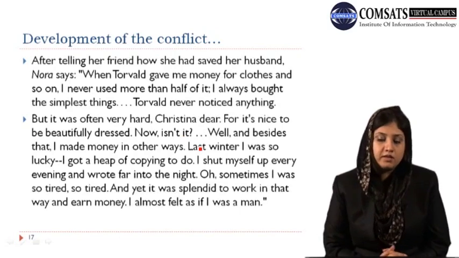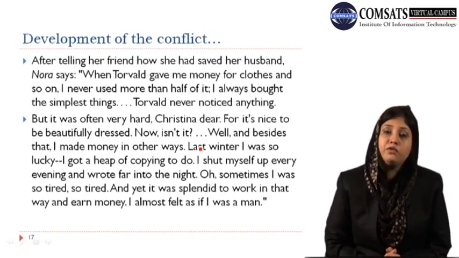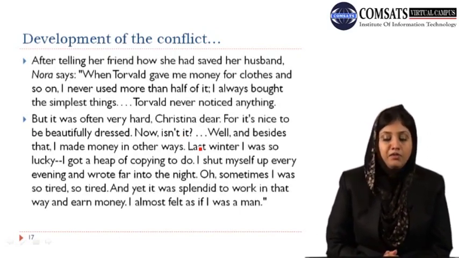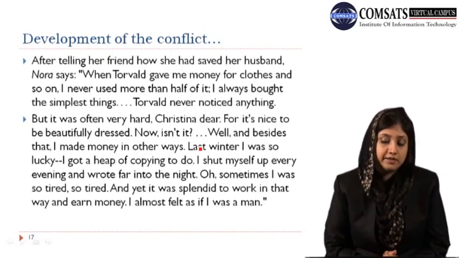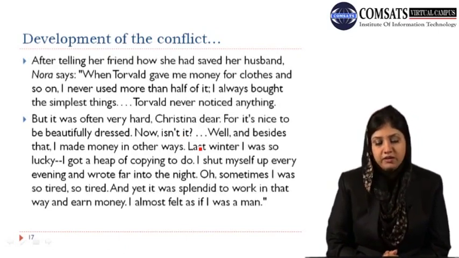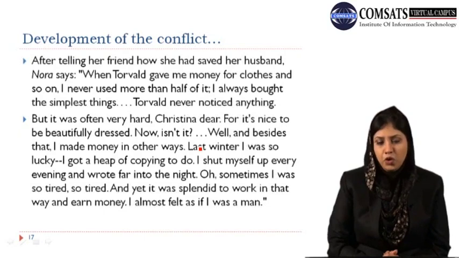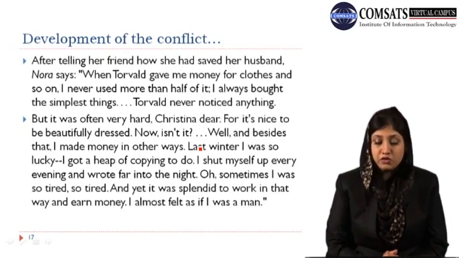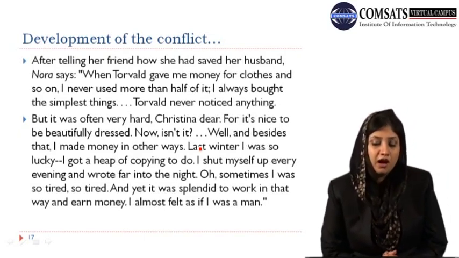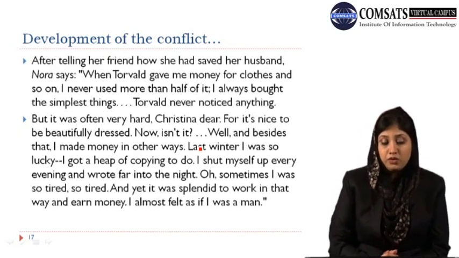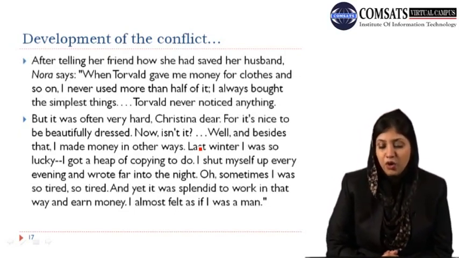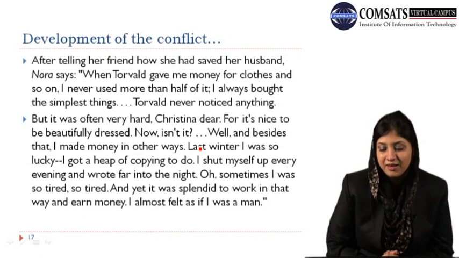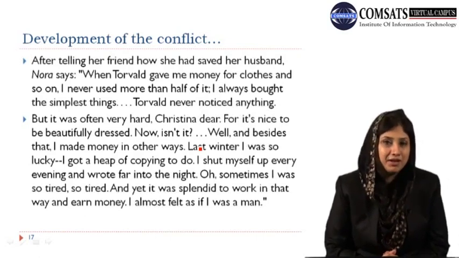So from this point, the development of the conflict is speeded up. After telling her friend how she had saved her husband, Nora says, "When Torvald gave me money for clothes and so on, I never used more than half of it. I always bought the simplest thing. Torvald never noticed anything." So, do you see what is happening here?